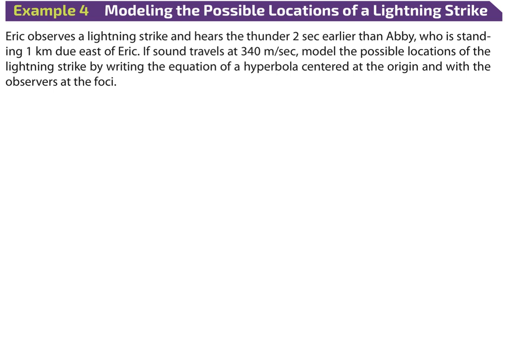All right, so a couple things I want to point out. They have a kilometer and a meter measurement here. You'll notice here they said kilometer, here they said meters per second. So the easiest thing to do is to convert the larger to the smaller. So I'm going to say that they are 1,000 meters apart. If I put Eric over here, due east over here would be Abby. Their distance apart is going to be 1,000.